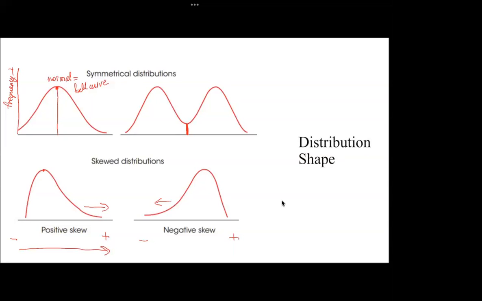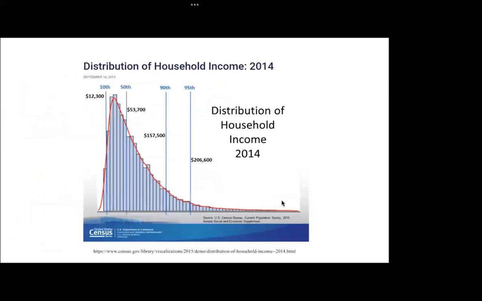And so the distribution itself is kind of lopsided. So you have more values on the positive or negative side and fewer values on the opposite side. And the middle is actually not as clearly defined as it is in a bell curve distribution. So here are a few examples of these.